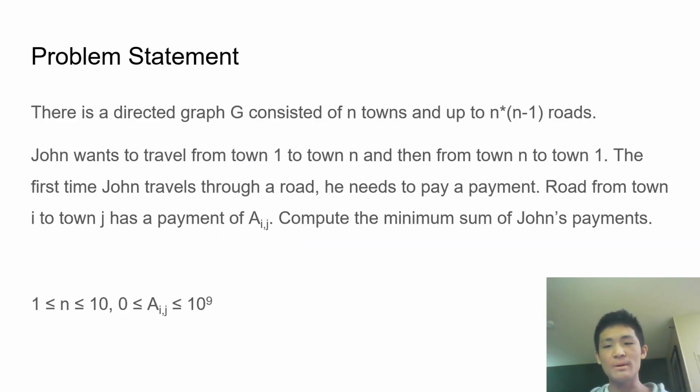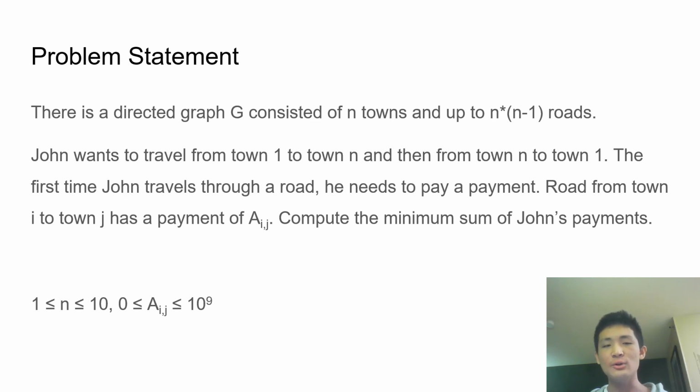Here is the problem statement. There is a directed graph G consisting of n towns and up to n times n-1 roads. John wants to travel from town 1 to town n, and then from town n to town 1. The first time John travels through a road, he needs to pay a payment.